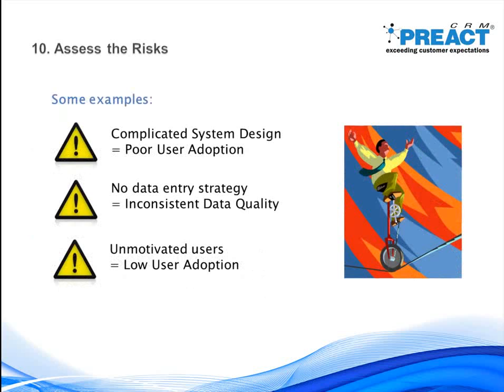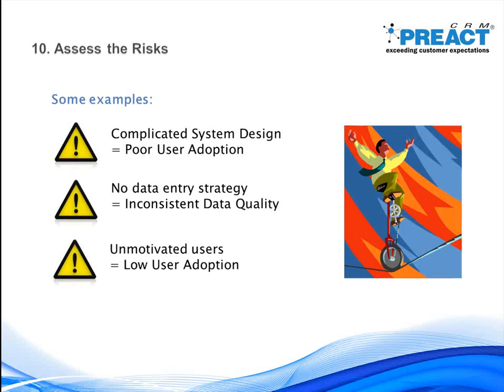But in its simplest form, you could just make a list of all the possible risks and then come up with a strategy for each one. So a few examples might be that the risk might be the system design is too complicated to use, so that equals a low user adoption. So our strategy would be to make sure that we keep the design simple, make sure the users are consulted.